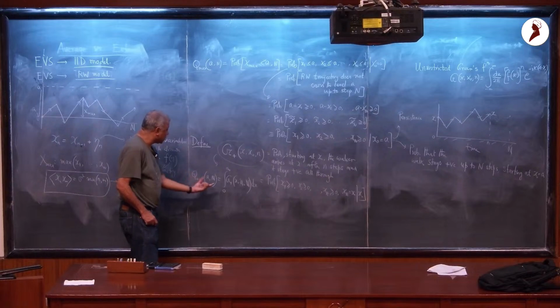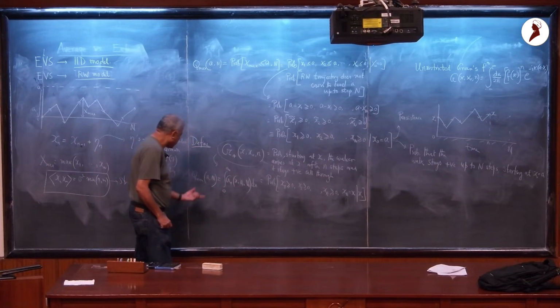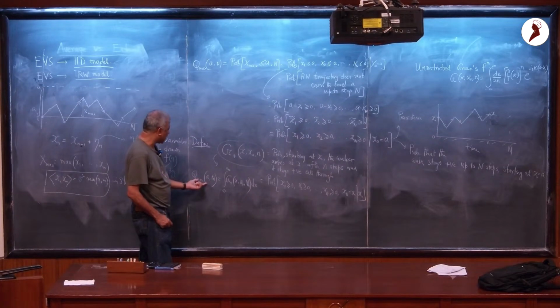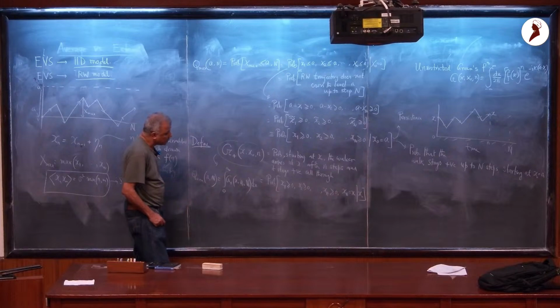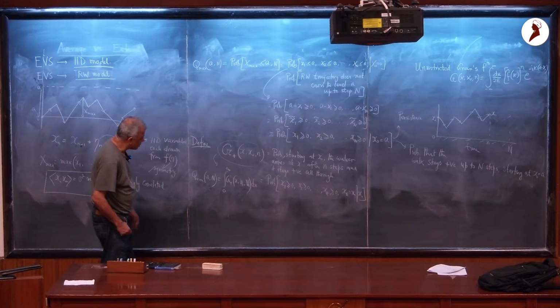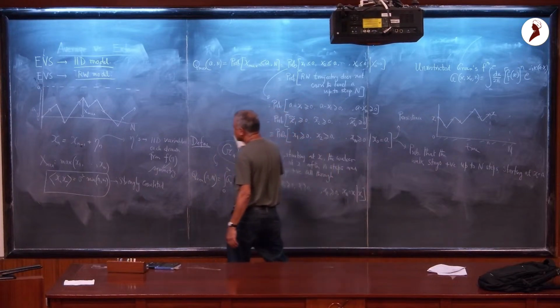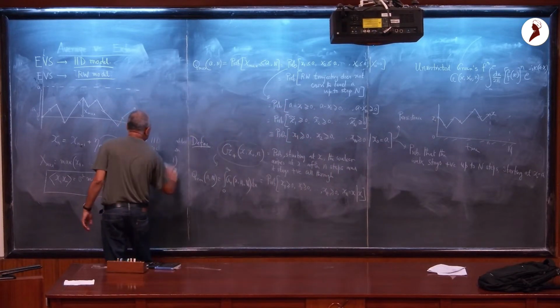So if I know this restricted Green's function, then this is exactly the survival probability, or equivalently the cumulative distribution of the x max. So if I can calculate this, then by taking the derivative with respect to A, I can calculate the PDF of the x max. Okay, so that's the goal. Now, why is it a difficult problem?